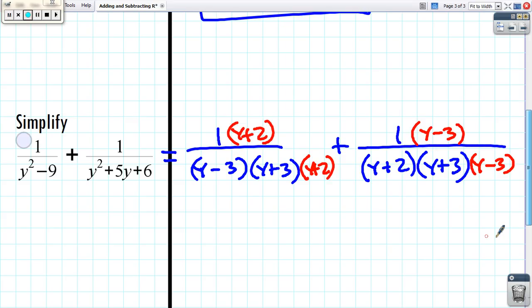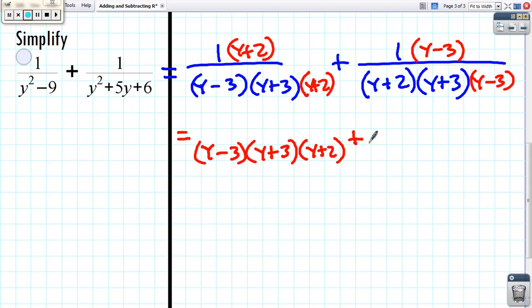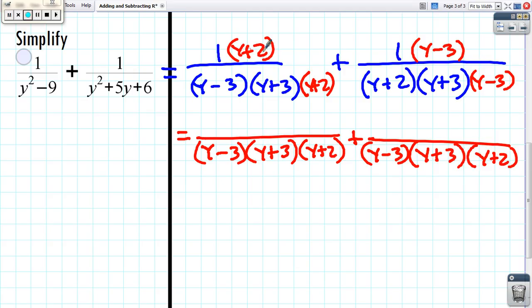Y minus 3, y minus 3. Y plus 3, y plus 3, y plus 2, y plus 2. Alright, and once again, in case I need to reduce later, I'm going to leave this denominator in factored form. Y minus 3, y plus 3, y plus 2, plus, and then over here the same denominator. I'm going to put it in the same order as the first one so I can see that they match. And now we clean up the numerators. Over here, 1 times this is just y plus 2. Over here, same thing, just times 1 is y, in this case, minus 3.